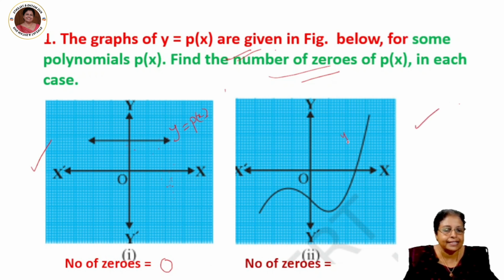Then come to the next question. See here, this is the graph of y equal to p of x. Then we are asked to find out the number of zeros. Number of zeros means x-coordinates of the points of intersection of the graph with the x-axis. Let us see the intersecting points. You can see it intersects with the x-axis at this point. See, this is the x-axis and this is the graph. They are intersecting at this point. There is only one point here, is it? So how many zeros are there? That is only 1. So the number of zeros is 1. Have you understood? Okay.